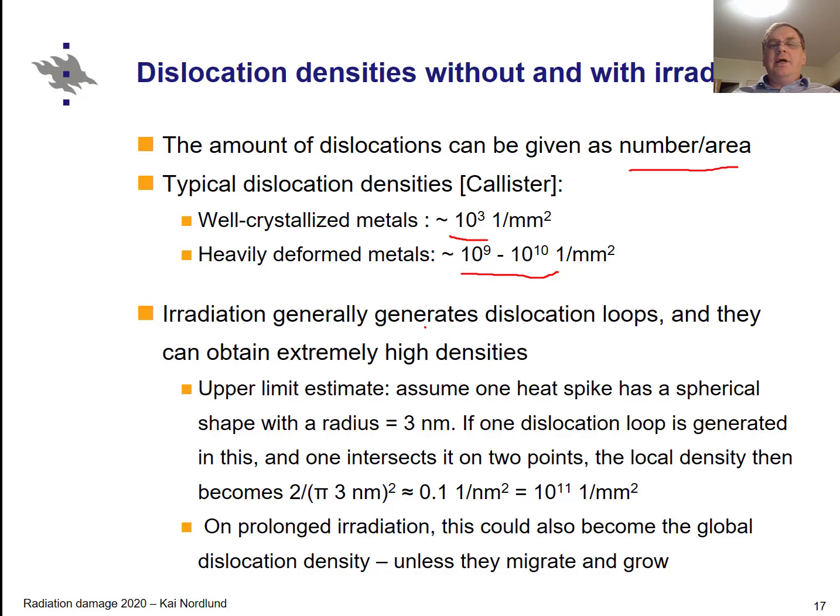But then, as said, irradiation can generate dislocation loops, and one can get them up to extremely high densities. If you assume that we would have heat spikes, all of which create dislocations, which could be possible, for instance, in heavy ion irradiation of tungsten, then one will get a dislocation density as high as 10^11 per square millimeter. And if you irradiate for long, this could become the global dislocation density, unless the dislocations migrate and grow, which they quite often actually do.